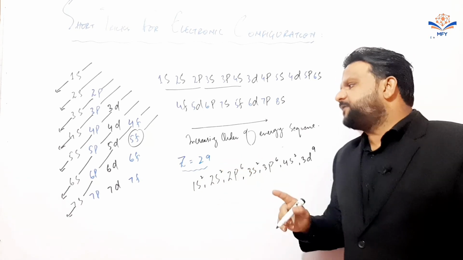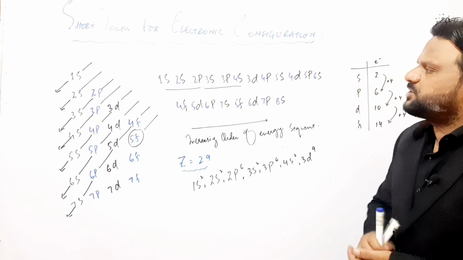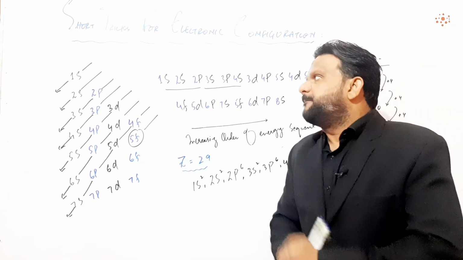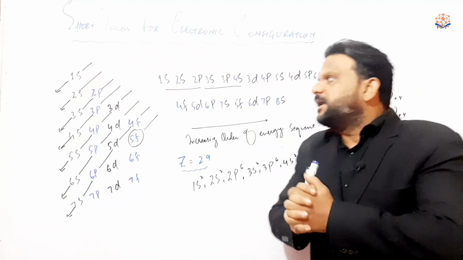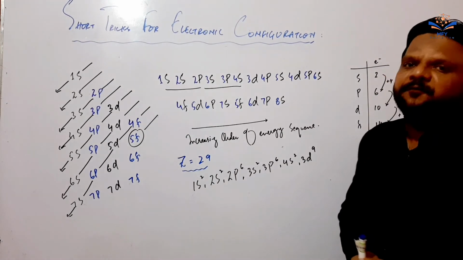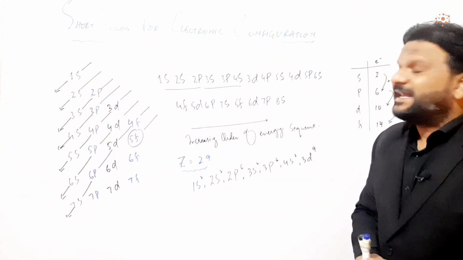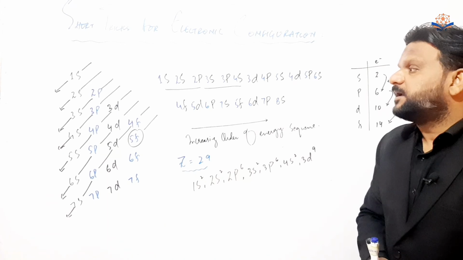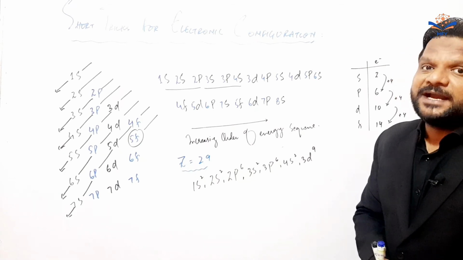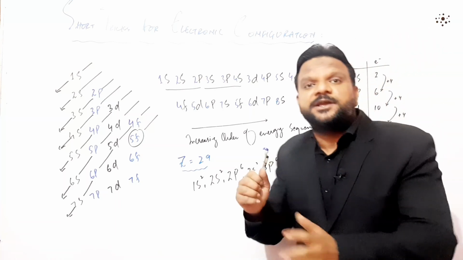So in this way you can easily find the electronic configuration of any element using the shortcut trick we have discussed, and compare it with the Aufbau principle. I hope you enjoyed it and can easily learn this trick. By this you can get 100% marks for this topic, electronic configuration.